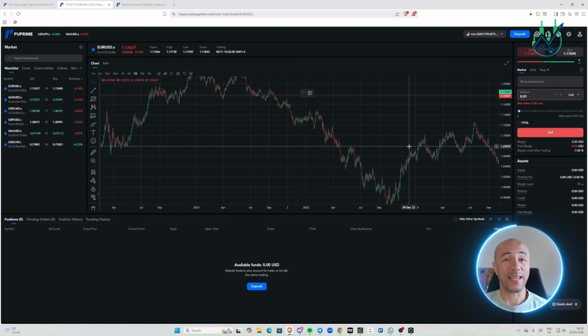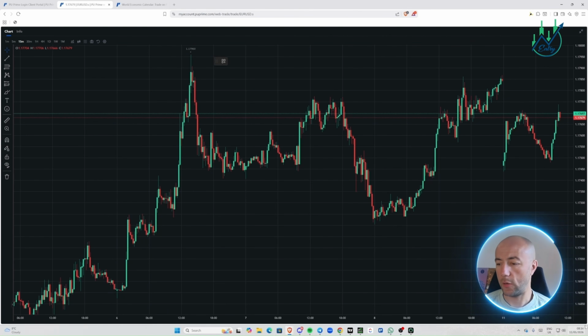And here's the thing, big players, the institutions, they need liquidity to enter their positions. They can't just buy a million lots into thin air. There's no one to take the other side. So they go to where the orders are. They go hunt liquidity. Okay, here we are on the chart.